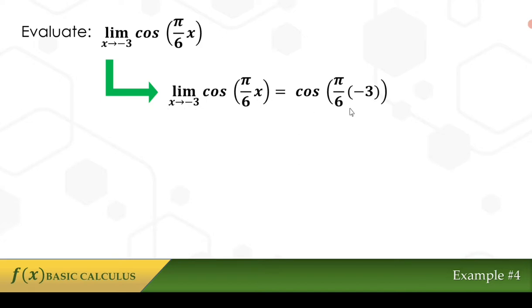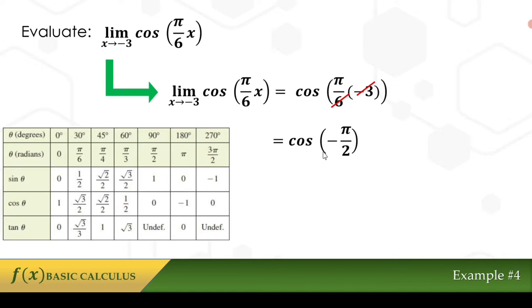Okay, now let's simplify. What is the value of pi all over 6 times negative 3? Okay, so this one will give us negative 3 pi all over 6. So let's simplify this one. This one will give us cosine negative pi all over 2, because negative 3 all over 6, the simplified form is negative 1/2. Now, what is the value of cosine negative pi all over 2? So let's check the table. This is cosine, and then pi all over 2, or negative pi all over 2. So that's 0. Okay, so meaning that is our final answer. So that's the limit of cosine pi all over 6x as x approaches negative 3.